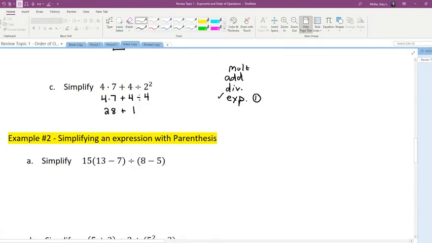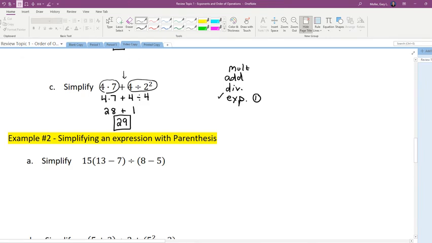So I did this multiplication first, right? And then I did this division second, after I did the exponent, right? So 4 divided by 4. And the addition here separates it because that's the last thing I'm going to do. So I've got my 4 times 7 is 28, got 4 divided by 4 is 1, and now I add them together, and I simply get 29.